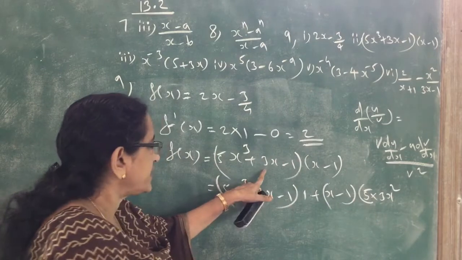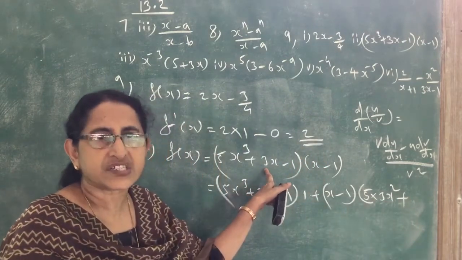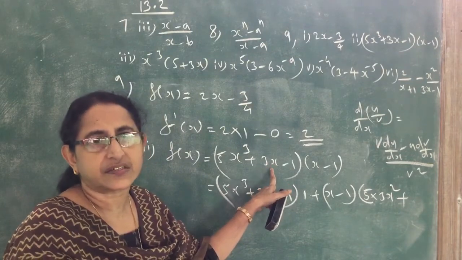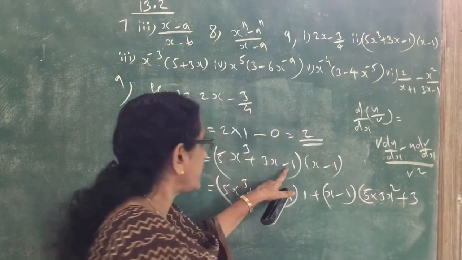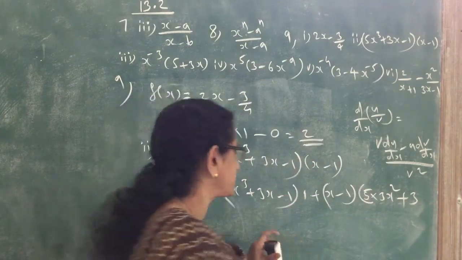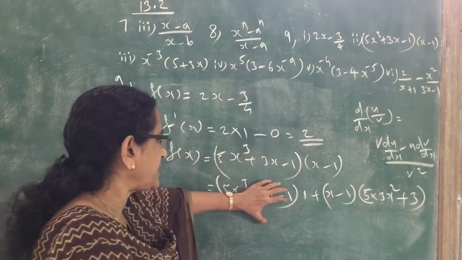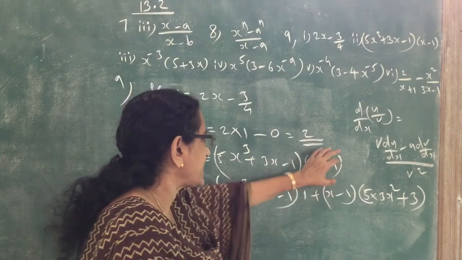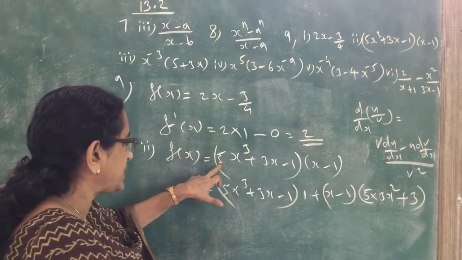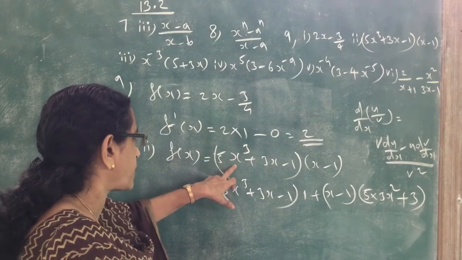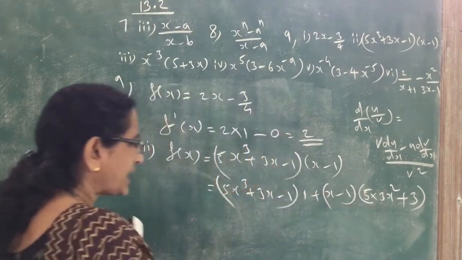Then plus derivative of 3x: 3 is a constant, 3 into derivative of x, which is 1, so 3 into 1, 3. Then derivative of minus 1 is 0. So only this much. So we found first function into derivative of second, that is 1, plus second function into derivative of first. Derivative of first means derivative of 5x cube, 5 into 3x square, plus derivative of 3x, 3. So that's all. Now we can simplify.